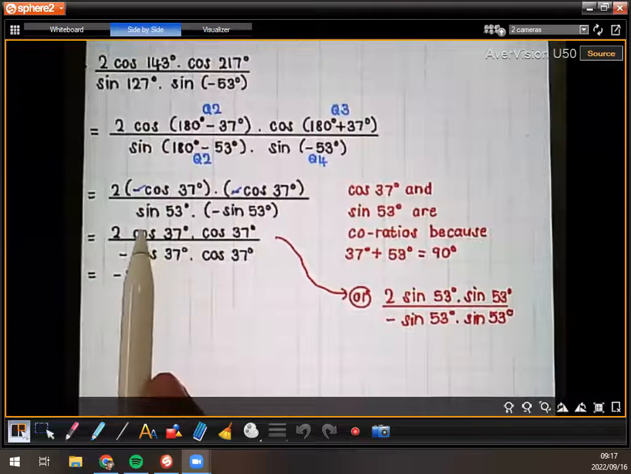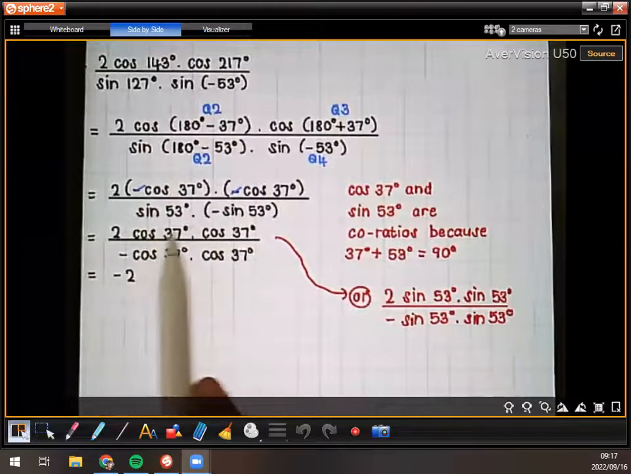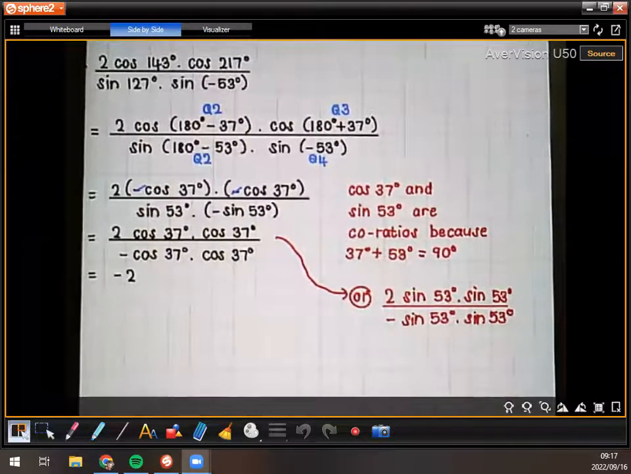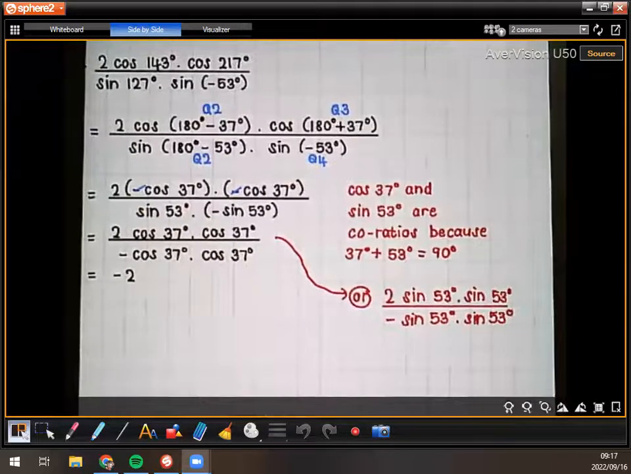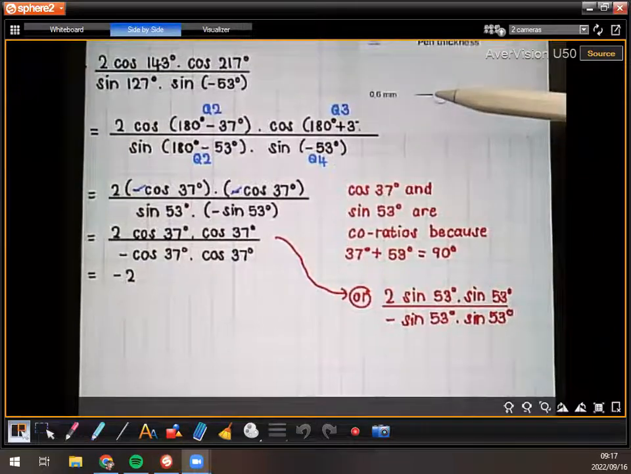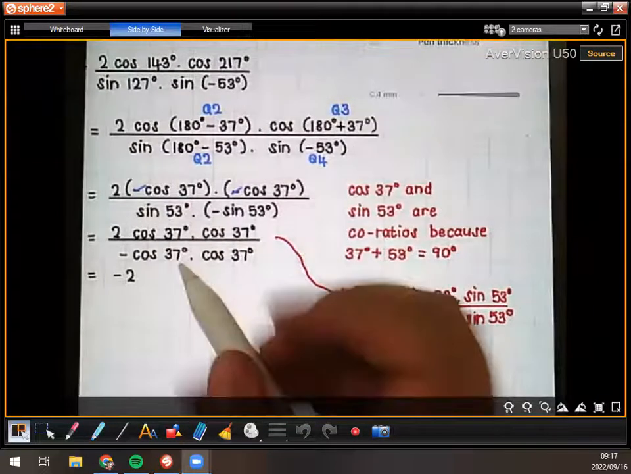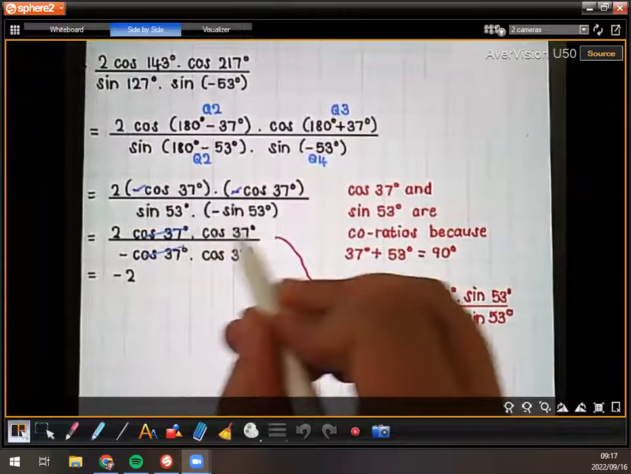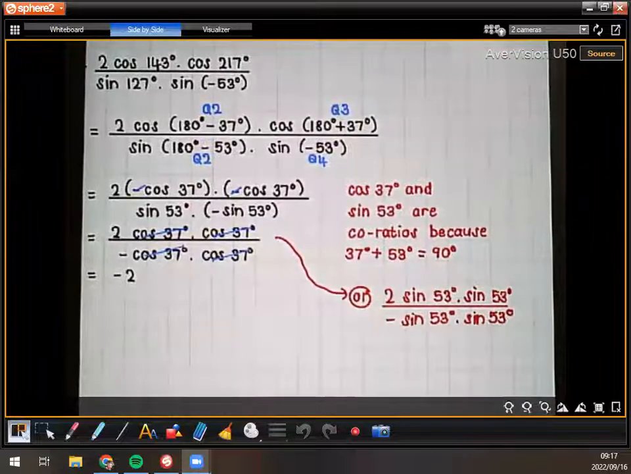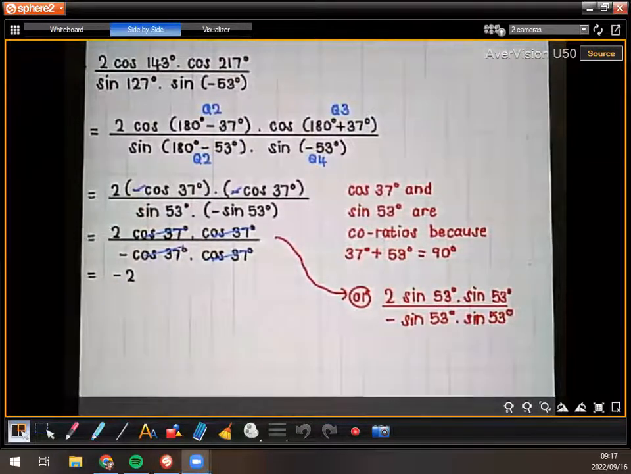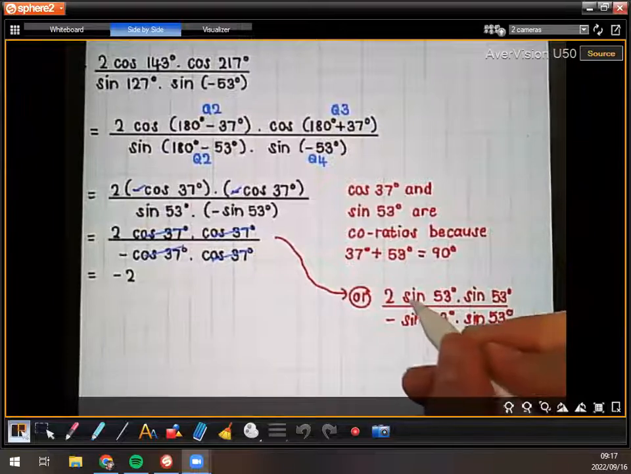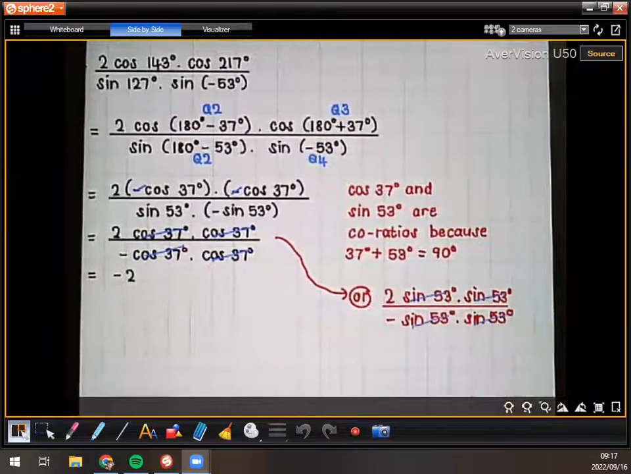Okay, so if you decided to change the two cos 57s at the top to sine 53, you mark that one. And you can decide. I changed the sine 53s at the bottom to cos 57. Then we could cancel them all out, which is very nice. Cos 37, cos 37, cos 37, cos 37. We're left with 2 divided by negative 1. Or if you did it like this, you could have cancelled the sine.